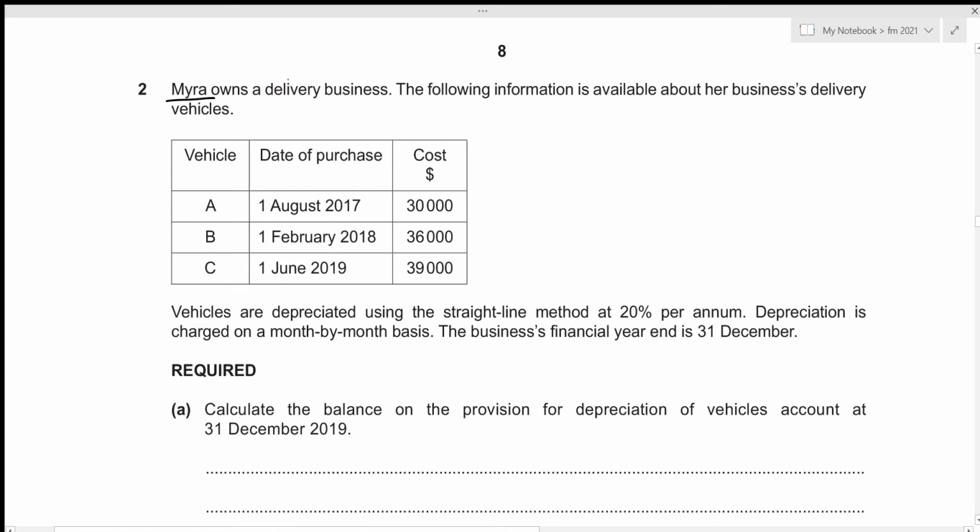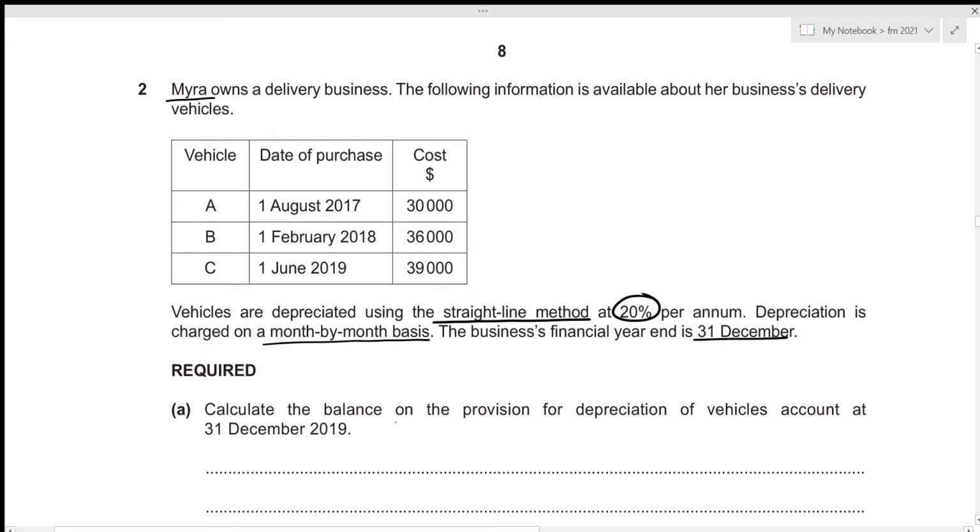Myra owns a delivery business and the following information is available about her business's delivery vehicles. So she has 3 vehicles, A, B, and C, and we're given the date of purchase as well as the cost for each of these vehicles. Then we're also told that vehicles are depreciated using the straight line method at 20% per annum, and depreciation is charged on a month-by-month basis, which means that the depreciation per each month will be the same because we are depreciating using the straight line method. And the business's financial year end is 31st December.